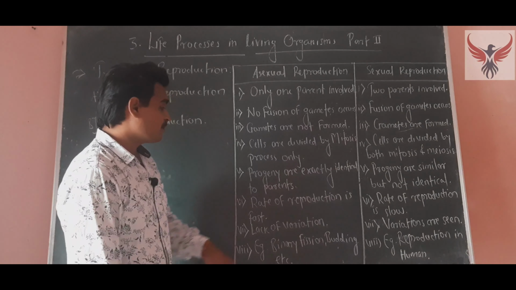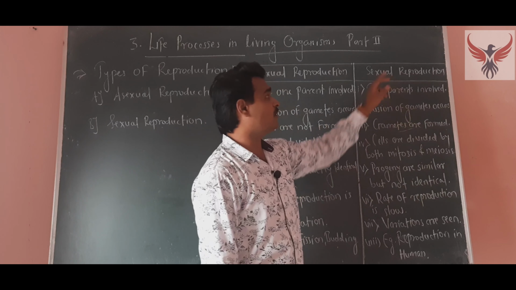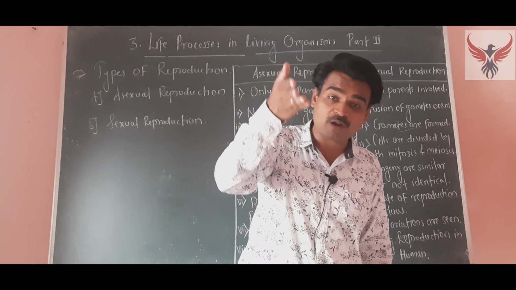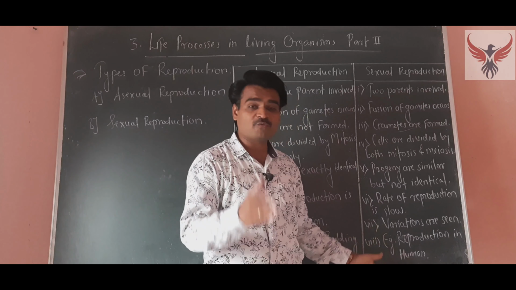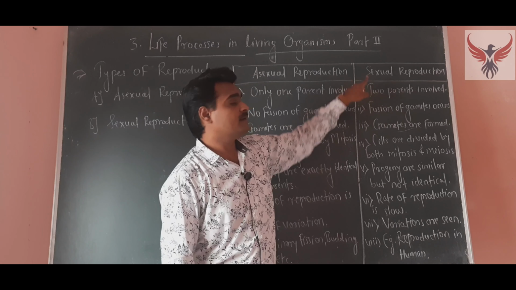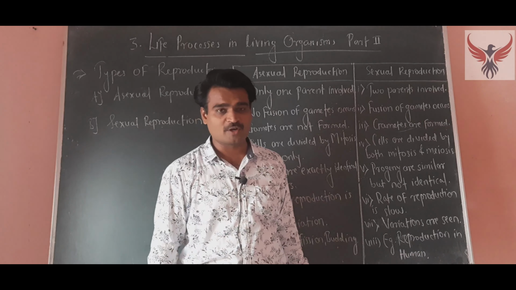Clear? So the seventh difference for sexual reproduction is that variations are seen in the individuals of sexual reproduction. Variations are seen means it is one of the advantageous things in sexual reproduction. Actually, because of variation, evolution is seen in the organisms. So variations are seen in the new individuals produced with the help of sexual reproduction.